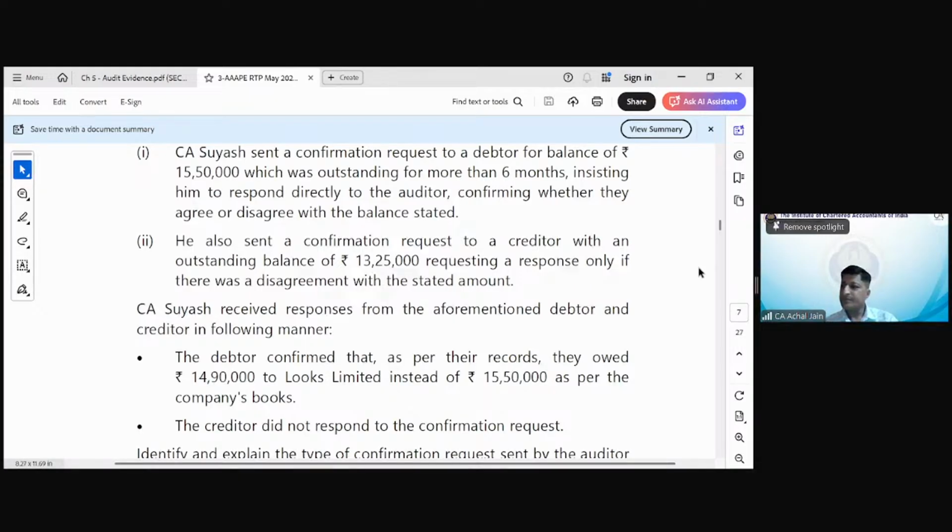Whenever a no response comes, we need to check the subsequent transactions in the books, whether cash was received near the closing period. For example, if 31st March is the closing period, then close to that, maybe during April or March, is there any evidence that a payment was received, or that a sale or purchase happened, where the creditor did not respond to the confirmation.